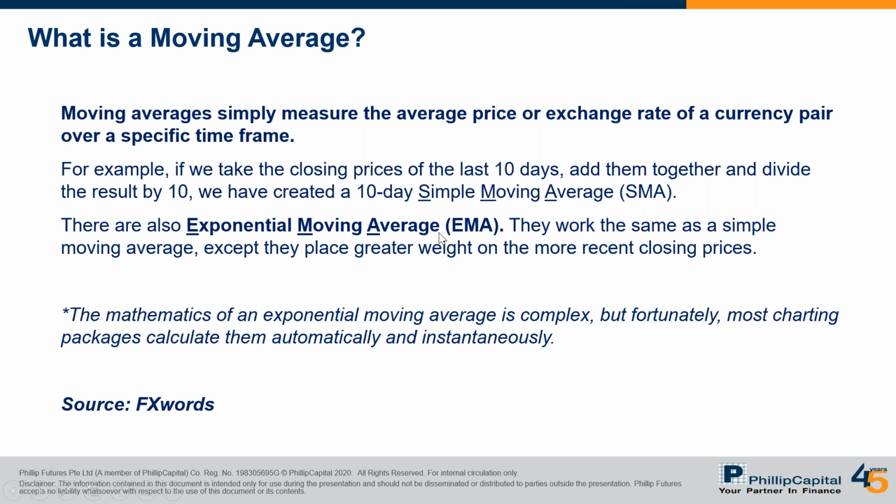There are a lot of words here, but we don't really need to understand the formula behind it. More importantly, we need to know where to find this indicator in the chart and bring it out to use. So what's the difference between a moving average and an exponential moving average? The simple difference is that when calculating the moving average line, the exponential moving average places a greater weightage on the more recent closing prices.